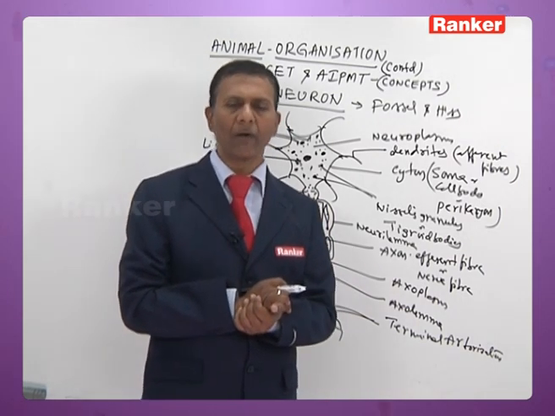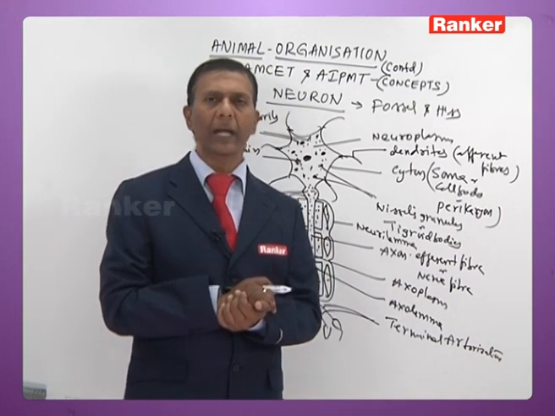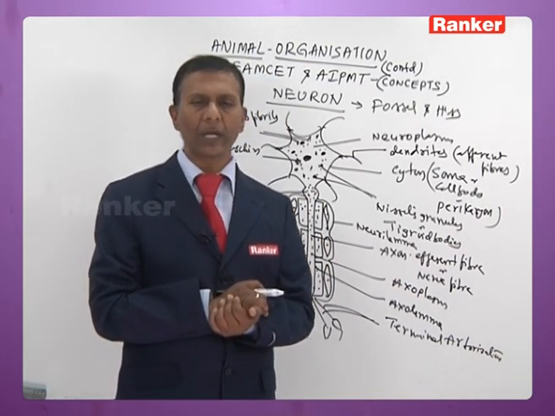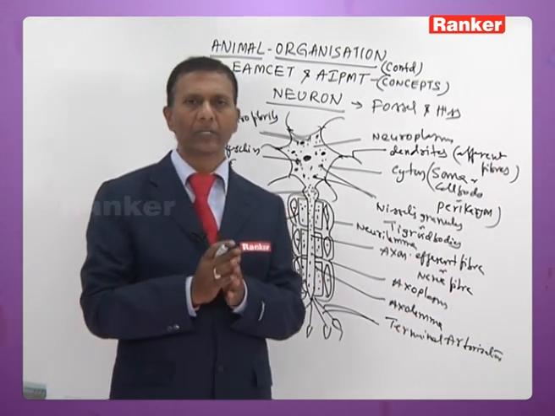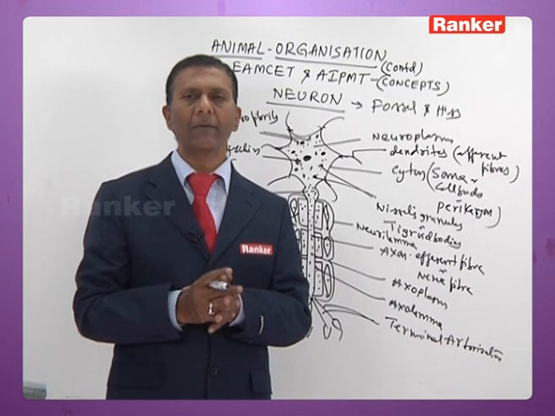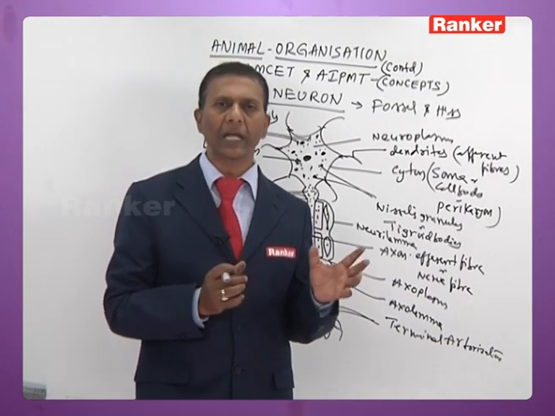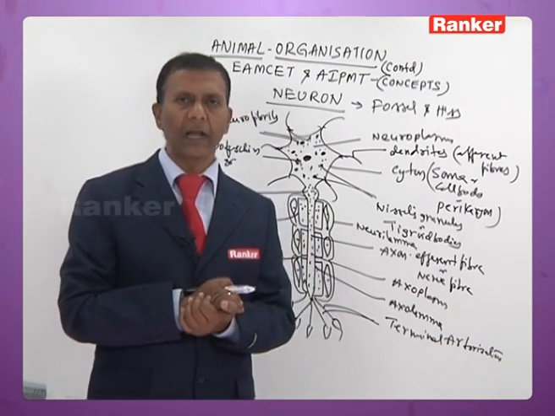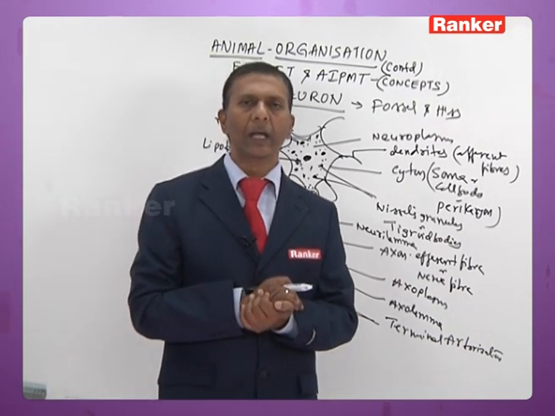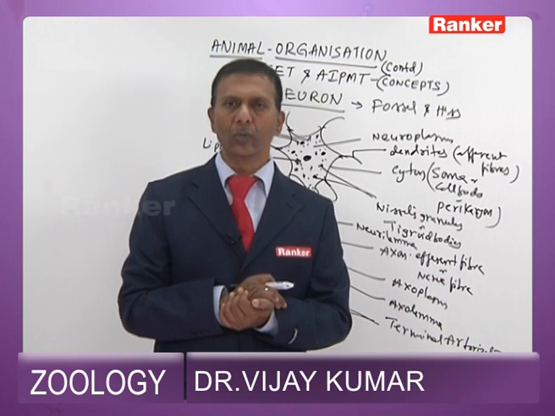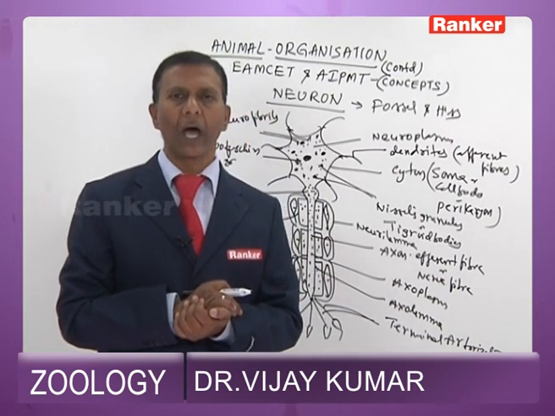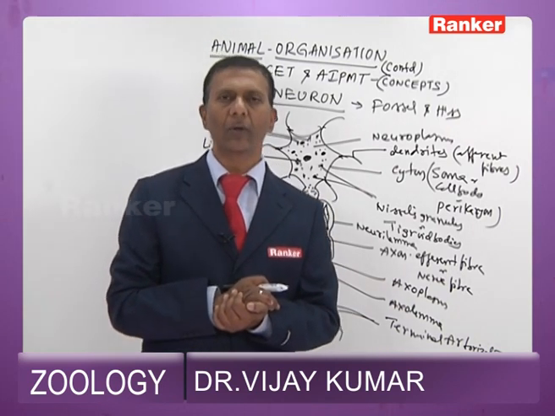However, at the node of Ranvier, the impulse is prevented from straying into surrounding tissues by the neural lemma. And remember, dear students, in the peripheral nervous system the myelin sheath is secreted by Schwann cells, whereas in the central nervous system, like brain and spinal cord, the myelin sheath is secreted by oligodendrocytes. So neurons with the myelin sheath are called myelinated or medullated neurons.